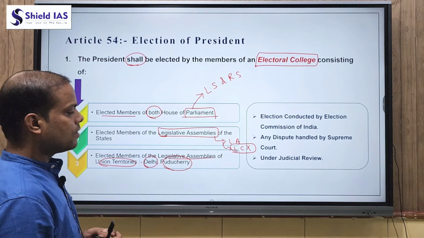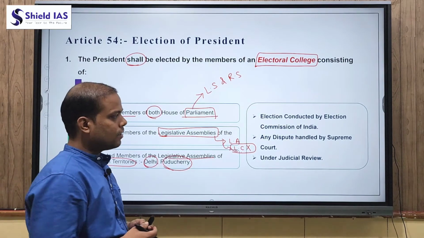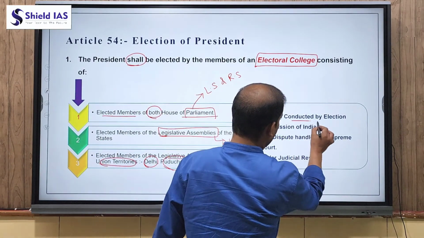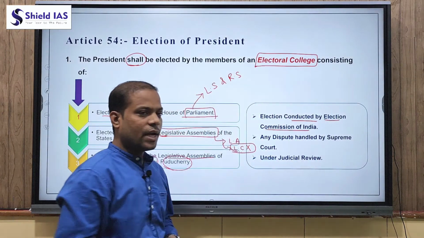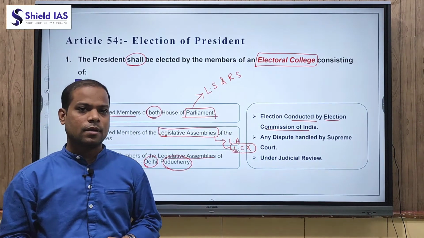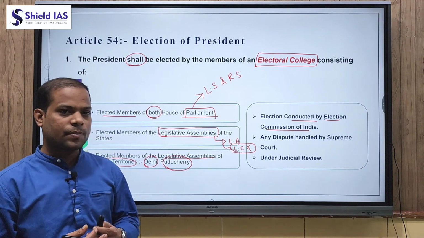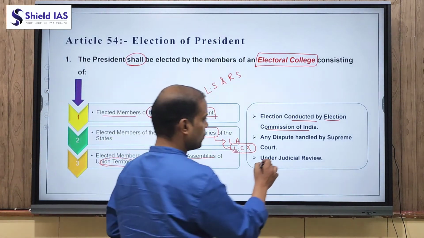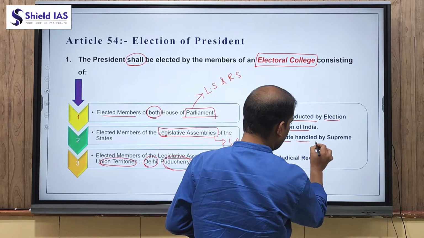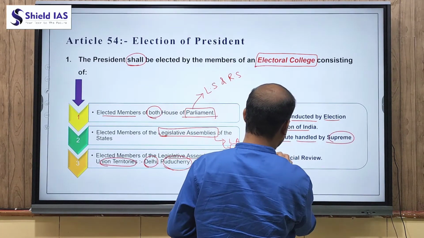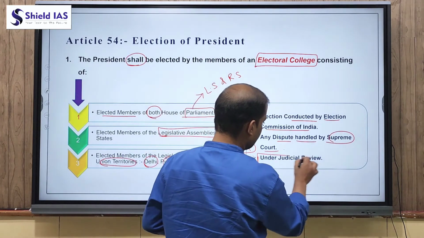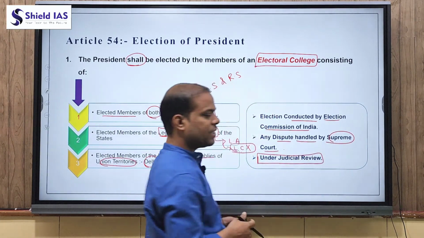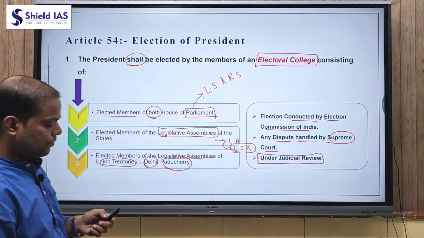And the election of the President of India is conducted by the Election Commission of India. If any dispute arises regarding the election of the President of India, all disputes are handled by the Supreme Court of India. And this election is under judicial review, which means it can be challenged in court.